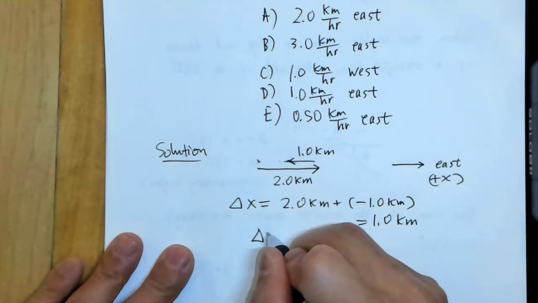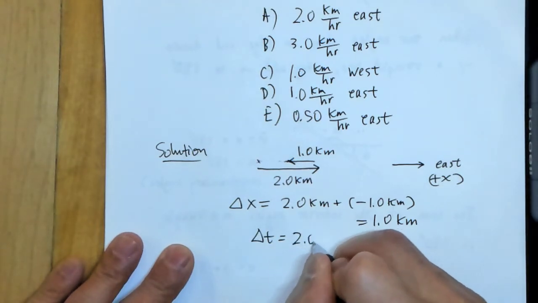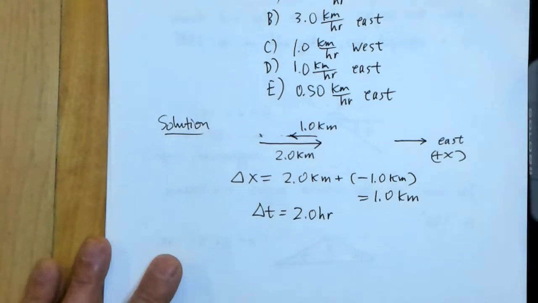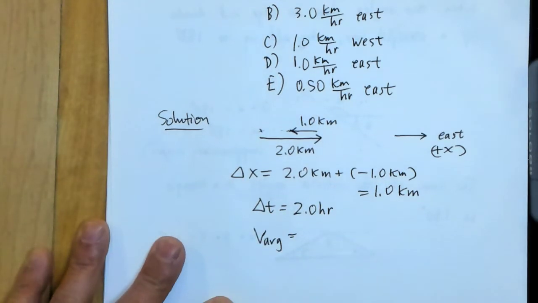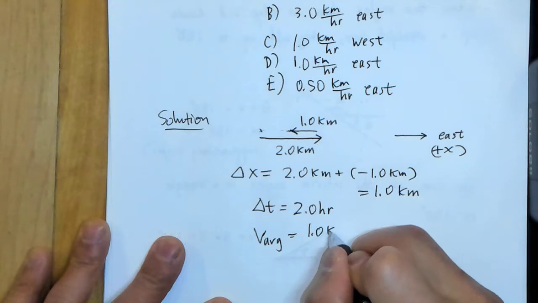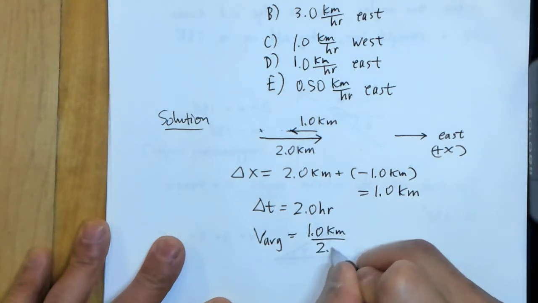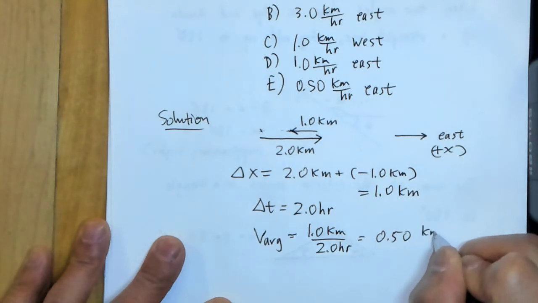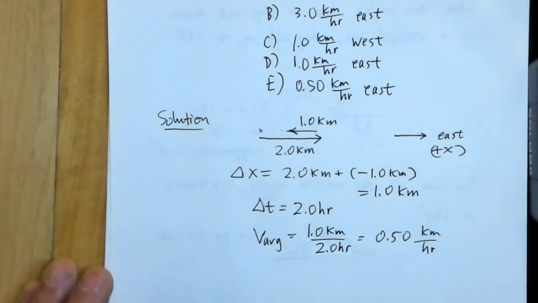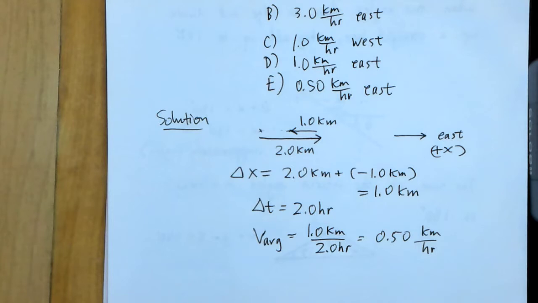And the delta t is, well, it's 2 hours. And so we can get the V average is going to be then 1 kilometer over 2.0 hours, and that's 0.50 kilometers per hour. Okay. Questions about this? Everybody's good?